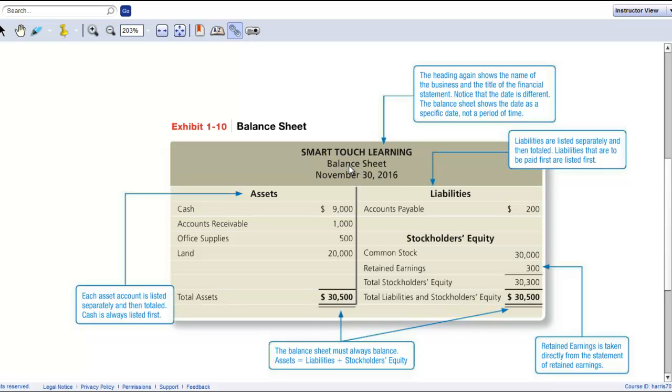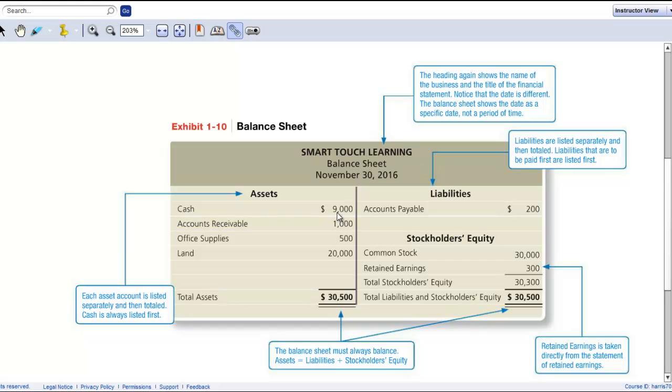Now this is taken as of a specific point in time here, right? November 30th. This isn't for the month ended. So it's kind of like if you looked in your checking account, it would tell you your balance as of a specific date. Likewise, this balance sheet is of a specific date, unlike the statement of retained earnings and income statement that are for a period of time.